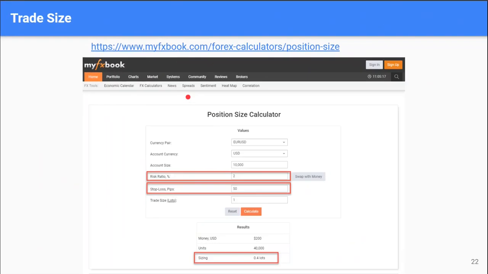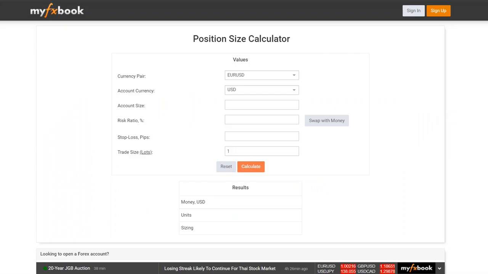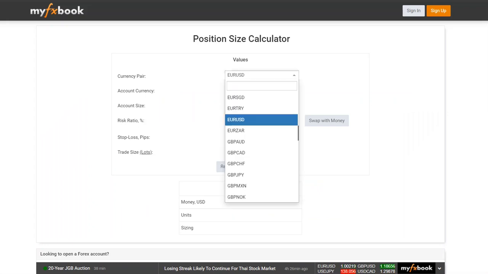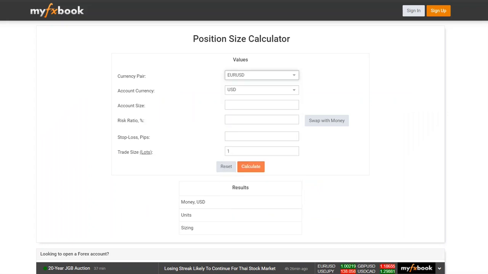If you Google it, you can find many different websites which can provide you tools for calculating your trade size, but I personally use myfxbook.com to calculate my trade size, and I will show you this website here. In this part, you can select which pair you're going to trade. In this case, let's go with EUR/USD.